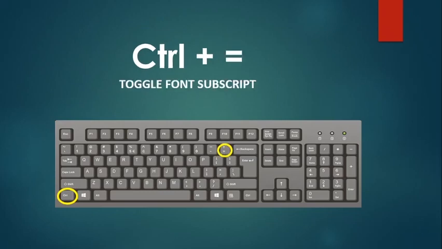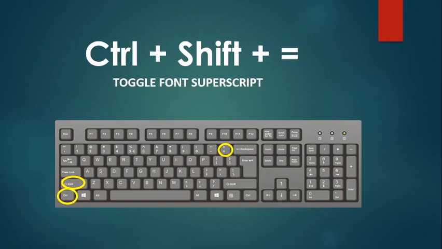Now next one is Control equals. This will toggle the font into subscript form, and if you use Control Shift equal, it will make it superscript. So these are the two functions which you can do using these shortkeys.